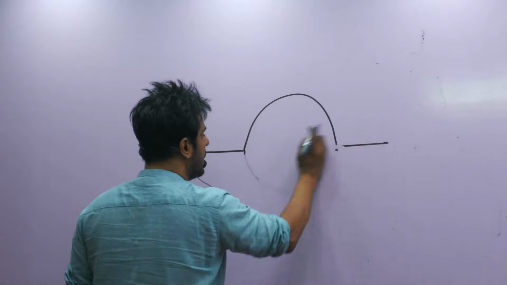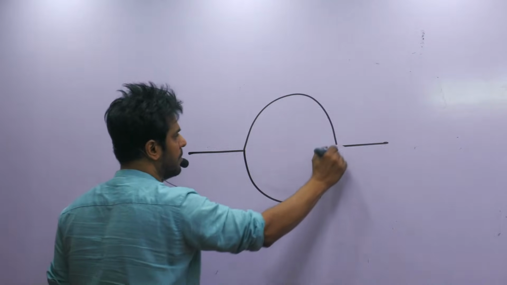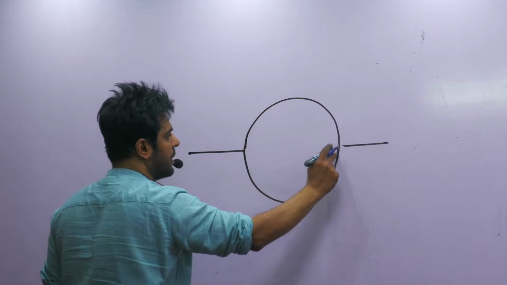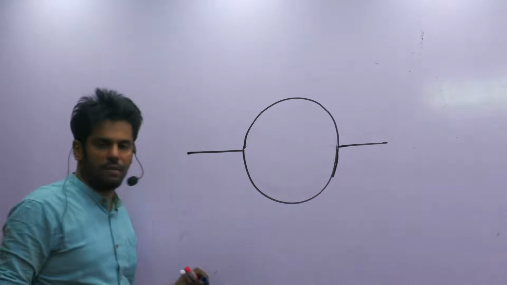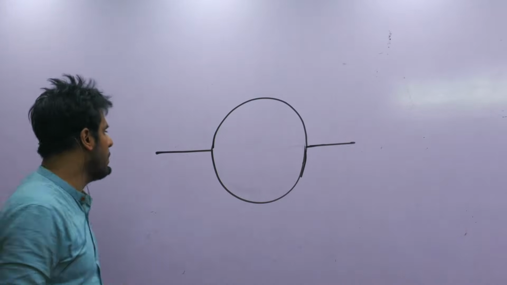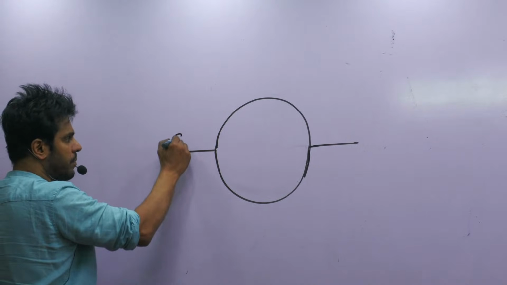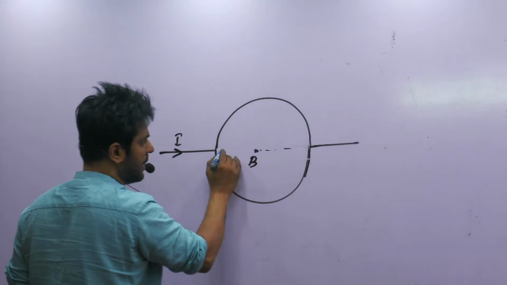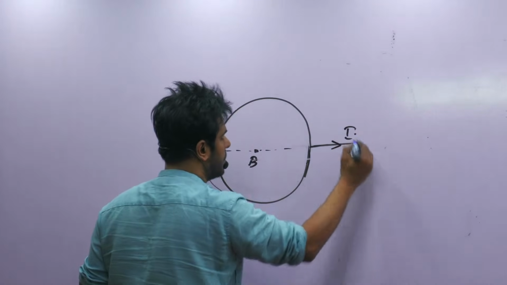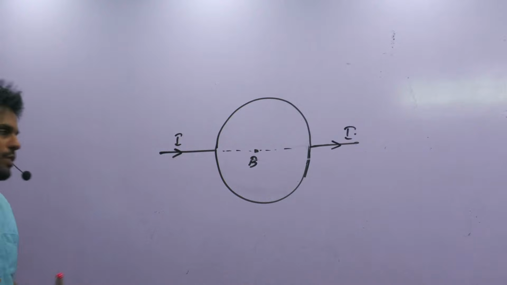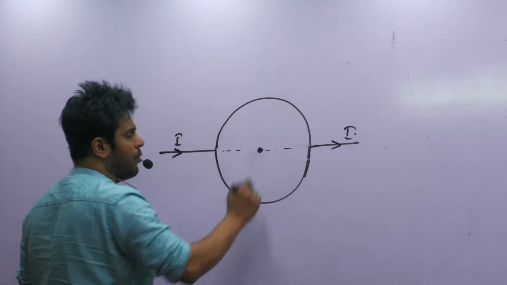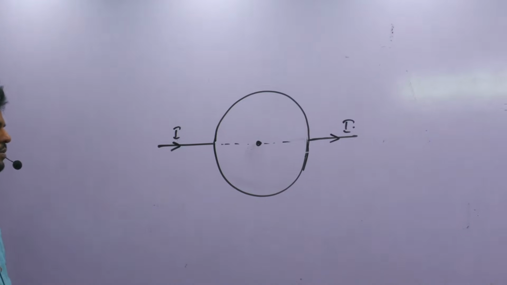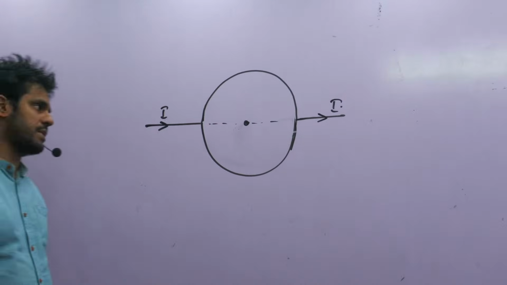Now, these are identical parts. This is the arc of a circle. Here I cannot draw it properly, but anyway you can understand this is the circle, this is the current I, this is the center B, and this is I. So everyone write the question: find the magnetic field at the center.